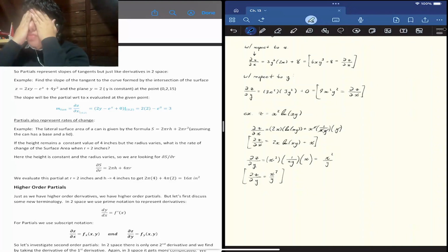This is a beefy example. Let me just prepare myself. Okay. Let's try this one.